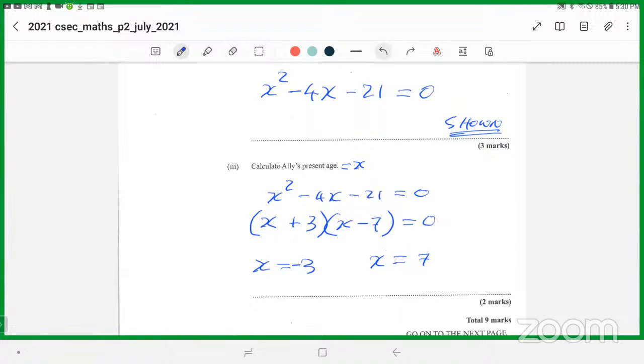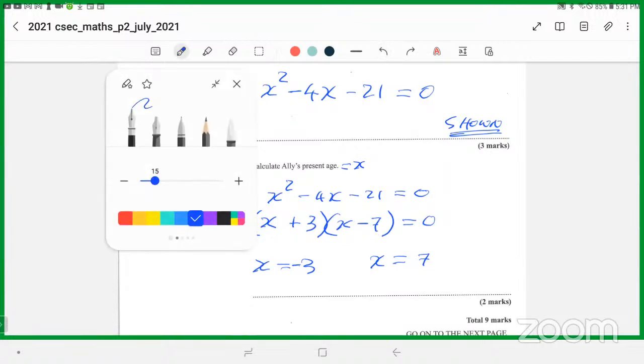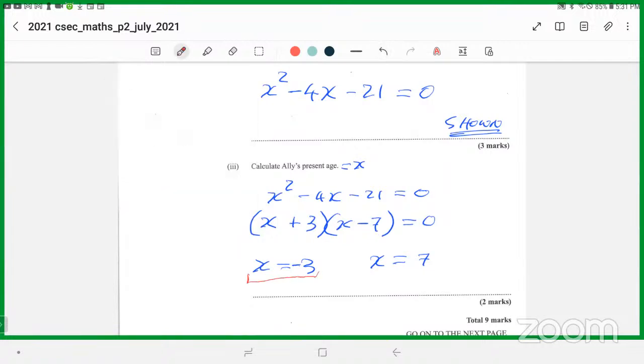But understand that? Good? Because remember, this equals 0, which means that x is going to be negative 3, or this equals 0, which means that x is going to be 7. But you cannot accept a negative age. Somebody's age can't be negative. So this one is not valid. We're talking about the age of somebody. So this answer is not valid, and therefore, this is the answer.